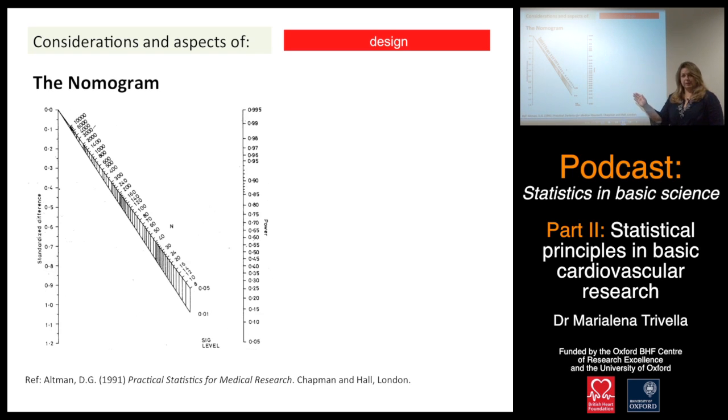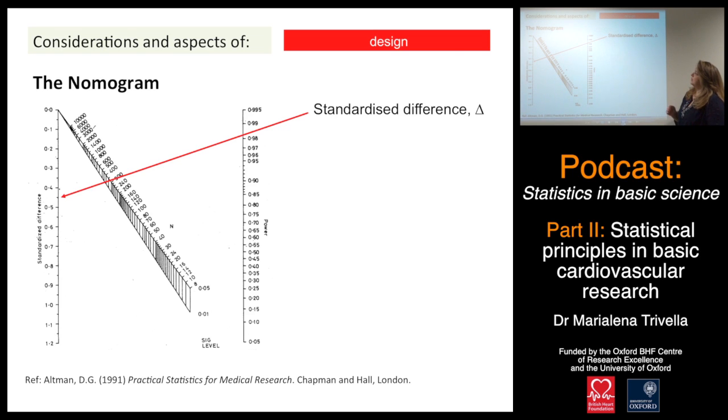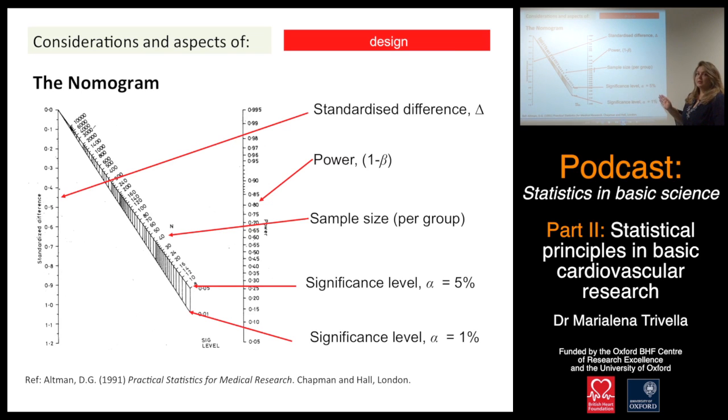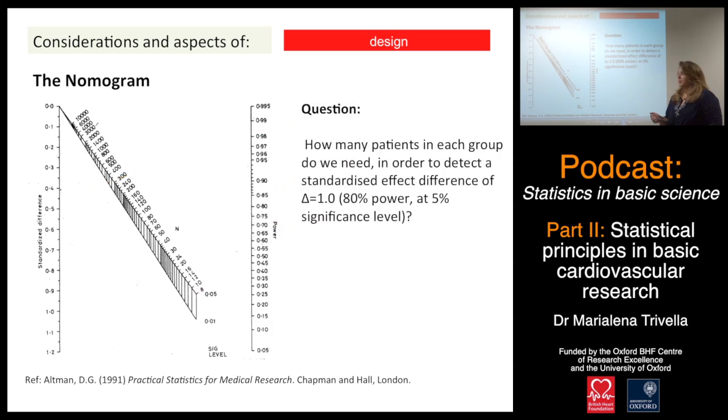And here's what it looks like. The components we need here, and we need to have them predetermined, are the standardized difference, the power, and the significance levels. The limitation of the nomogram is that it can only cope with a 5% and a 1% alpha, the two lines there, the upper line being the 5% and the lower line being the 1%. So let's look at an example to see how that works in practice.